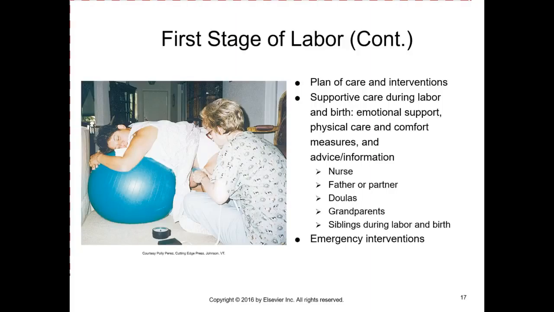Supportive care during labor and birth includes emotional support, physical care, and comfort measures, and advice and information. So it includes emotional support, physical care, comfort measures, and the teaching that goes with it. That includes the nurse, the father or their partner, doulas, grandparents, and siblings during labor and birth. And we're going to go through each of those and how you can support them.